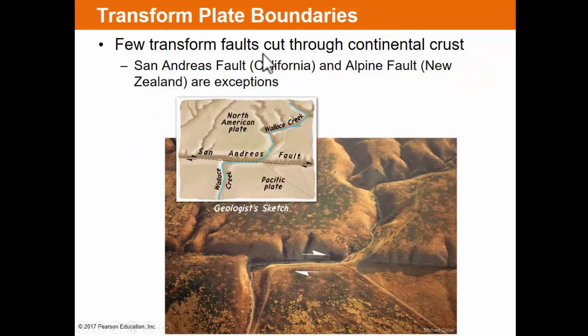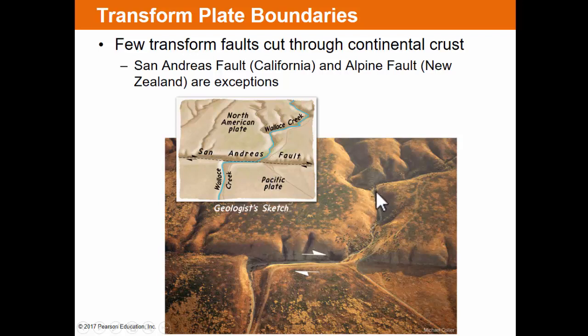Here is a transform fault on the continental crust. Typically, we find these transform faults down in the ocean and the oceanic plates. But here, right along the North American plate and the Pacific plate, the two plates are sliding past each other. This is the San Andreas Fault.